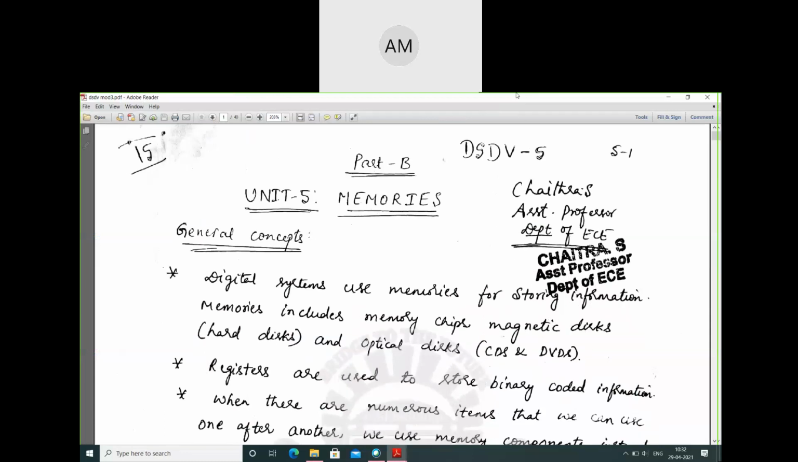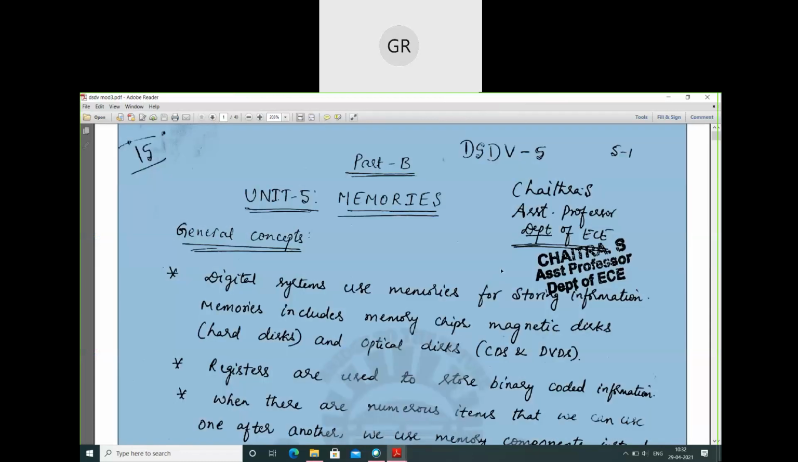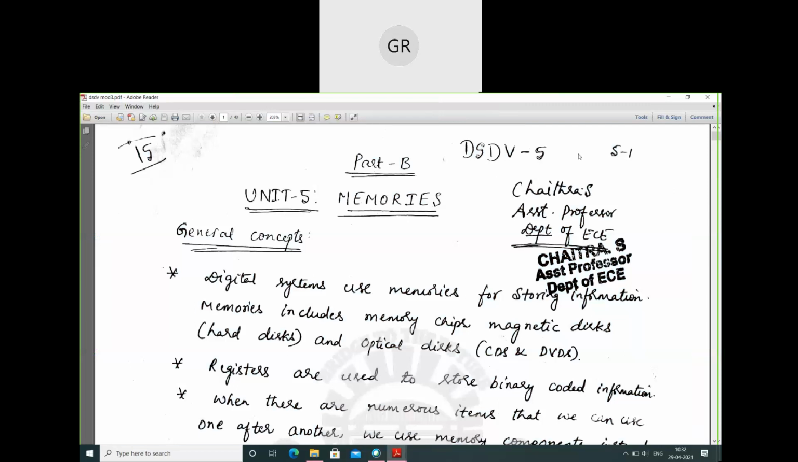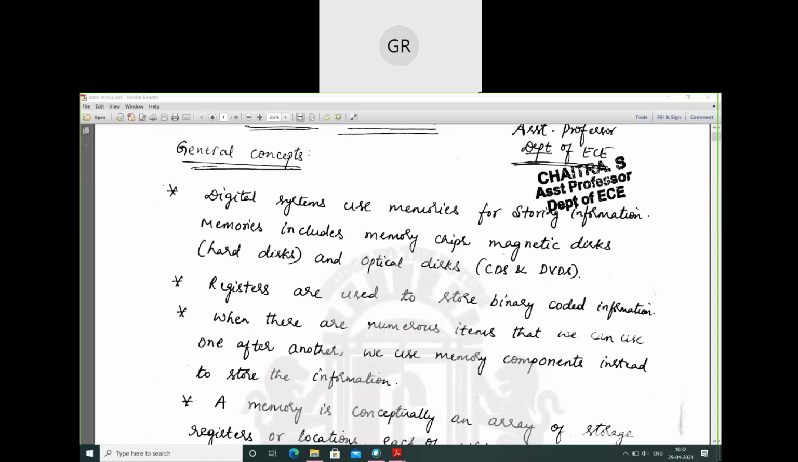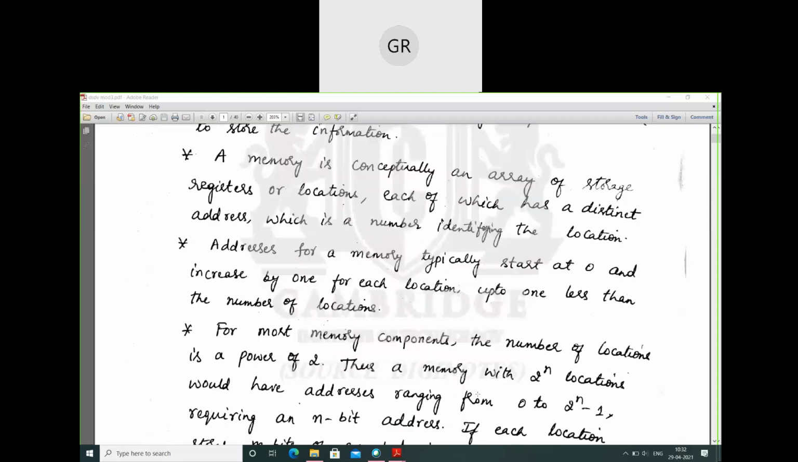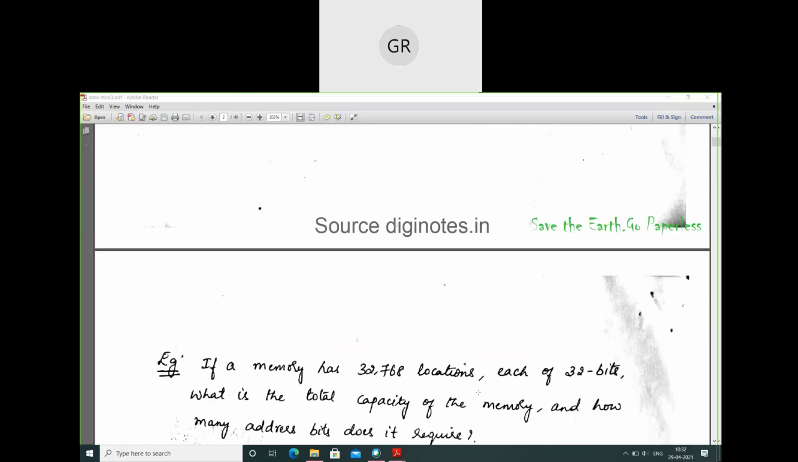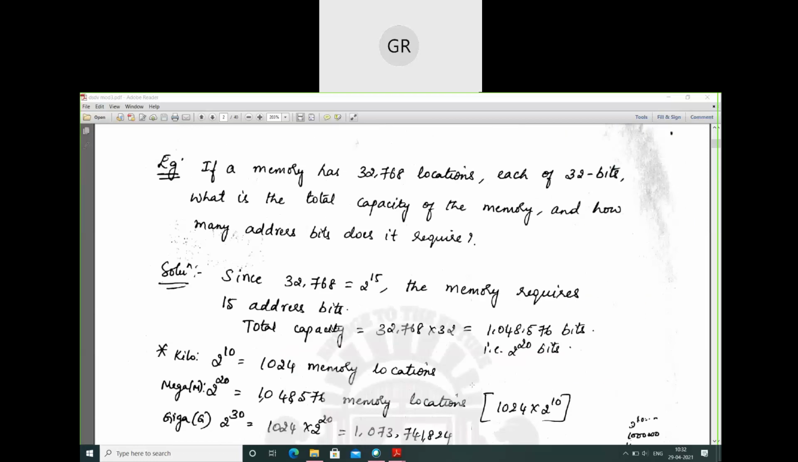In the previous class, we were discussing memories, module number 3. In that, we discussed what is the use of memories and what are the different types of memories. Here, let us go through this problem.